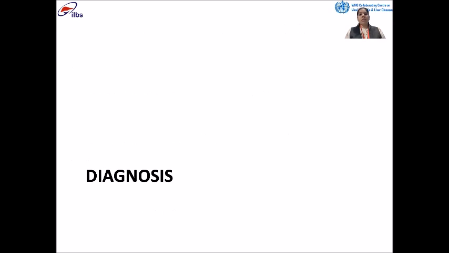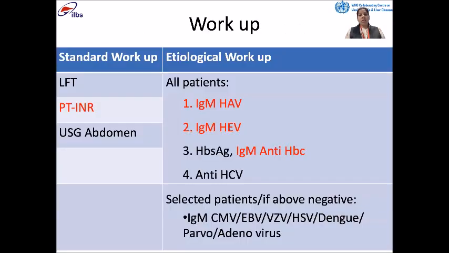Next, coming to the diagnosis. How do we diagnose viral hepatitis? There are some standard diagnostic workup measures, like LFT, PT/INR, and USG abdomen. The child has to undergo all these tests, and all patients should be tested for IgM anti-HAV, IgM anti-HEV, HBsAg, IgM anti-HBc, and anti-HCV.